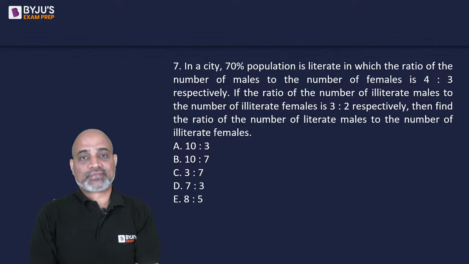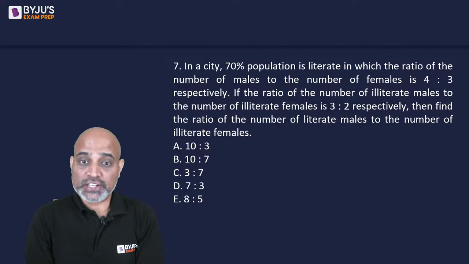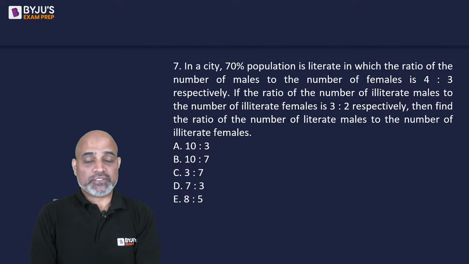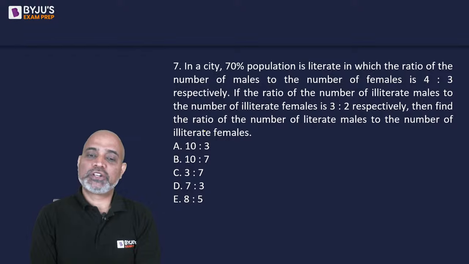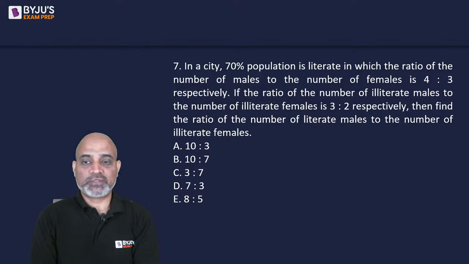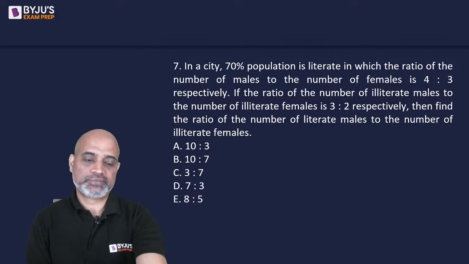Next, in a city, 70% population is literate, in which the ratio of the number of males to the number of females is 4:3, respectively. If the ratio of the number of illiterate males to the number of illiterate females is 3:2, respectively, then find the ratio of the number of literate males to the number of illiterate females.